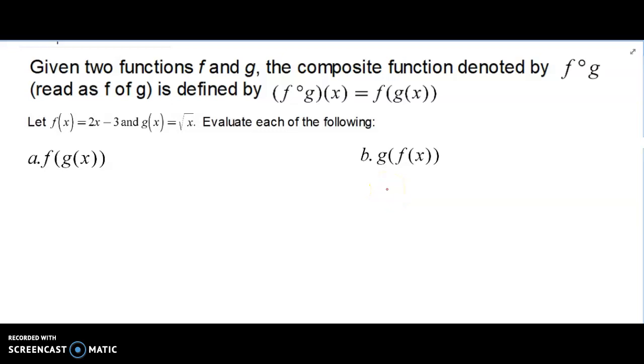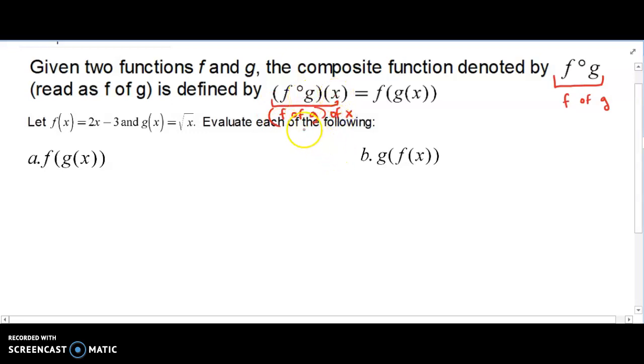All right, let's look at composite functions. We would say this, with the little circle here, is f of g of x, kind of like we'd say f of x, it's just f of g of x. I know the notation can look pretty tricky, but it's really not that hard.